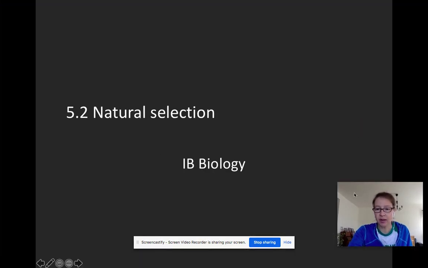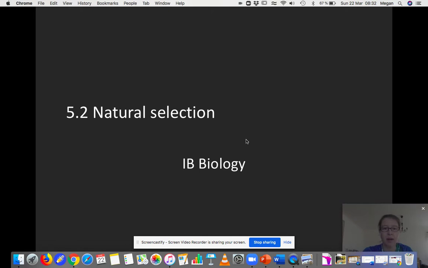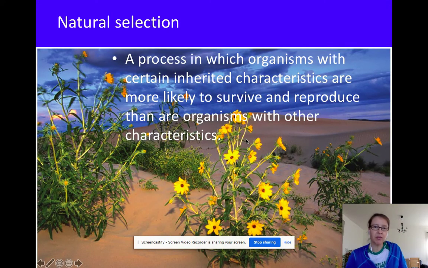So natural selection, and we have the definition of natural selection. It's a process in which organisms with certain inherited characteristics are more likely to survive and reproduce than are organisms with other characteristics. So essentially what's going on here is that there are some organisms that have traits that give them an advantage in their environment. And since they have that advantage, whether it's to get food or avoid predators, they will survive more frequently than ones that don't have that. And if they survive, they're more likely to reproduce, and their offspring will end up inheriting those characteristics, and so on and so forth.